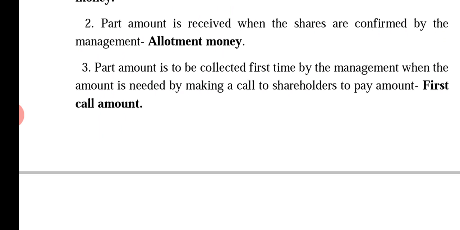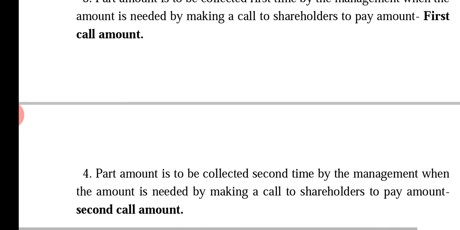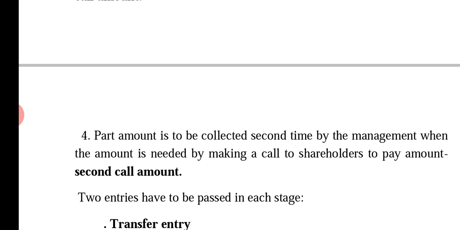Whenever the company needs finance, it will send a notice to the shareholder to pay a certain amount. It is called the call amount. When the notice is given the first time, it is called the first call. If the notice is given a second time, it is called the second call. So the total amount of the share is collected in 4 installments. The first installment is called application, the second is called allotment, the third is called first call, and the fourth is called second call.